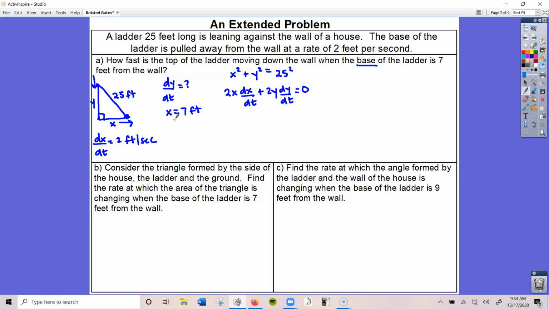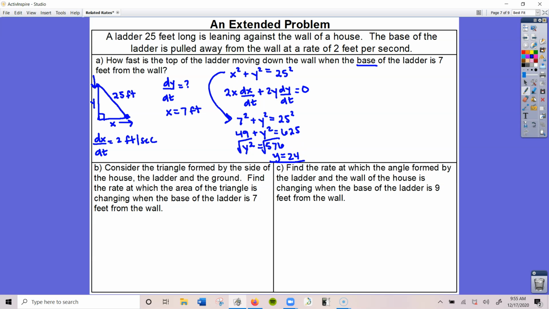In order to solve for y, I can use my original Pythagorean theorem and plug in my value for x, since I am given that x is 7. So 7 squared plus y squared is equal to 25 squared. 7 squared is 49, plus y squared is equal to 625. When you subtract the 49, you get that y squared is equal to 576. And when we square root, we get that y is equal to 24.